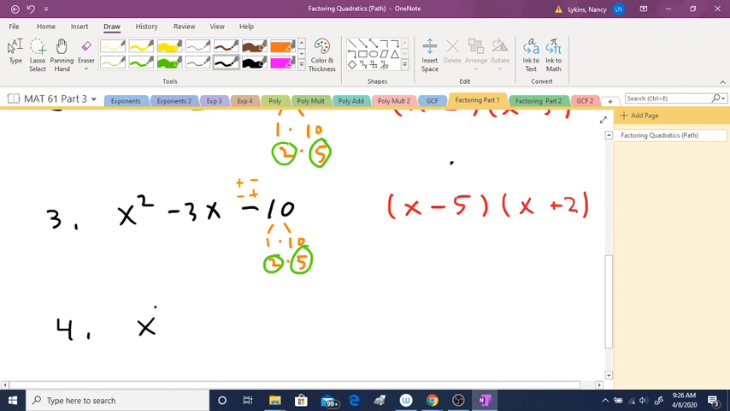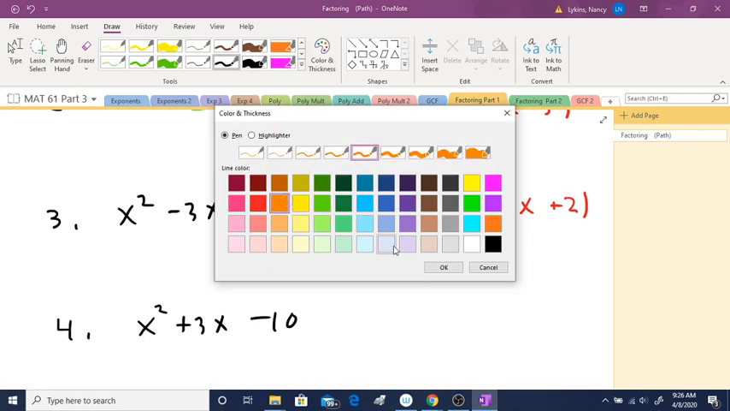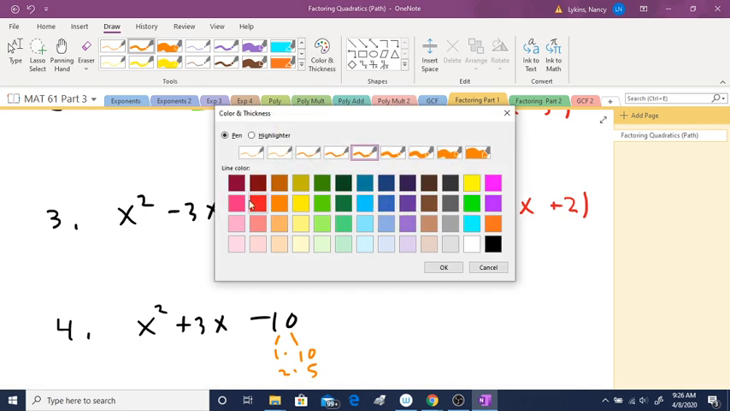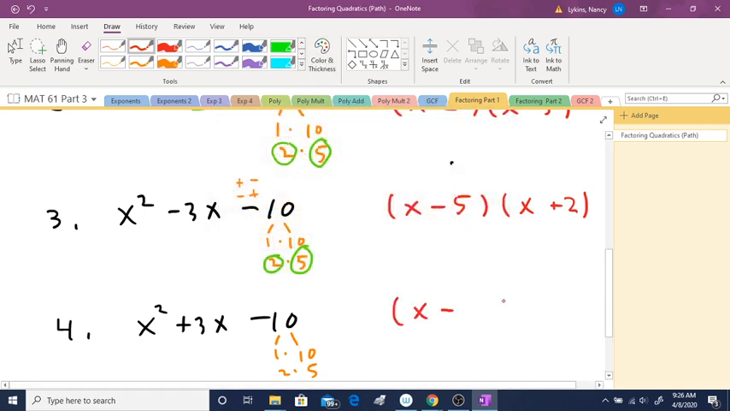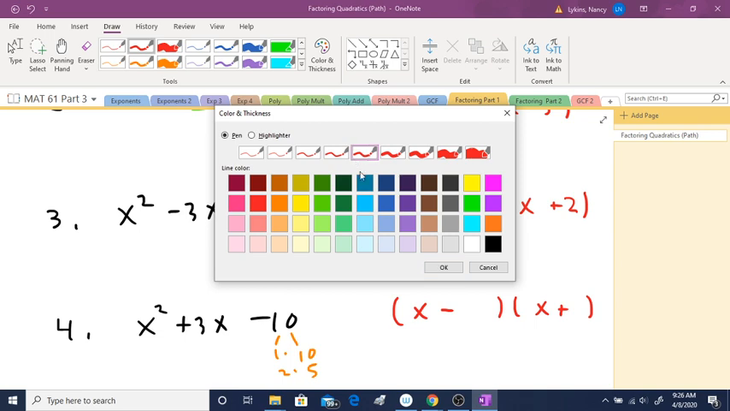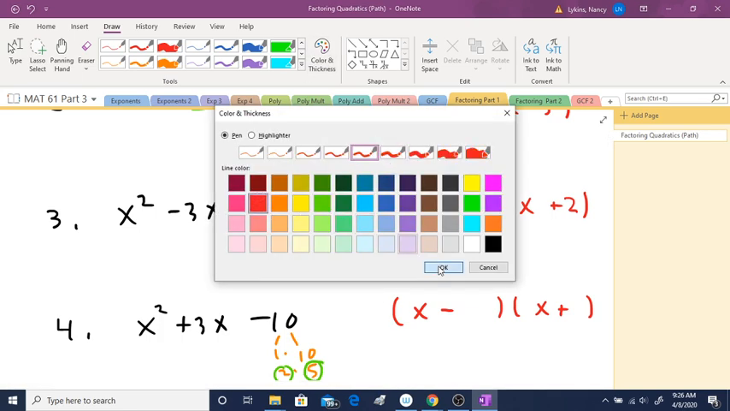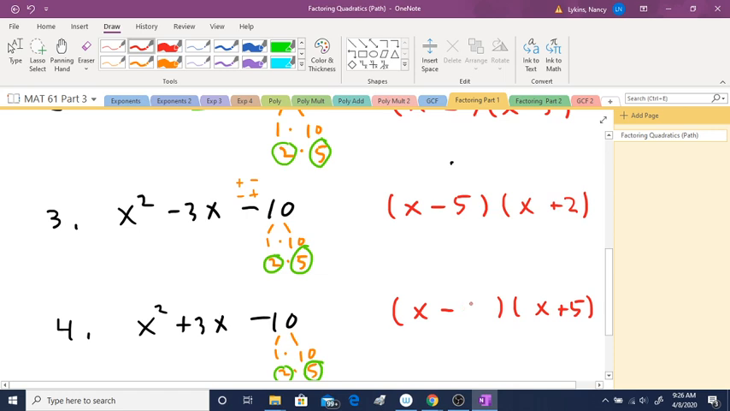Number 4, this time I'm going to use the positive end of 3x minus 10. So 1 and 10, 2 and 5. Since this is a minus 10, I still know that it's going to be x minus something, x plus something. So which two can we subtract to give us a positive 3? Well, it's 5 and a 2. So in this case, the 5 has to be positive because 5 minus 2 gives me a positive 3.